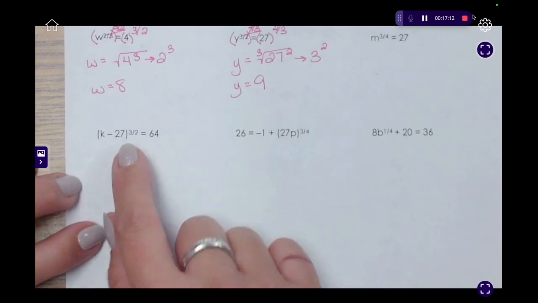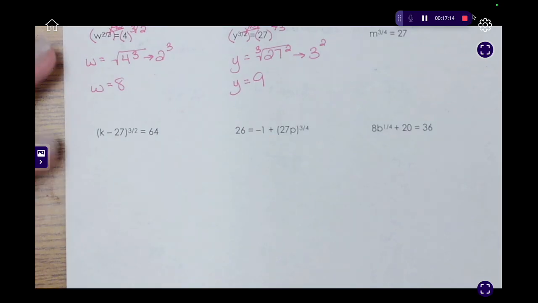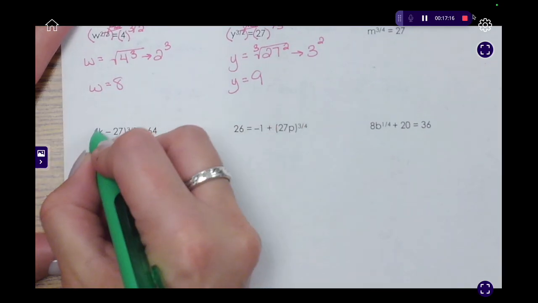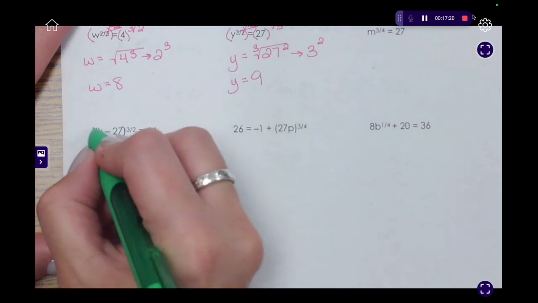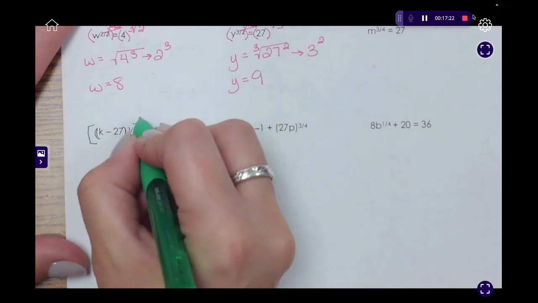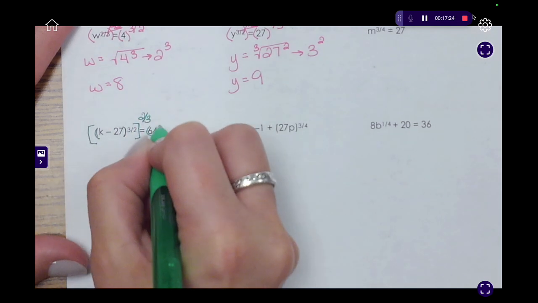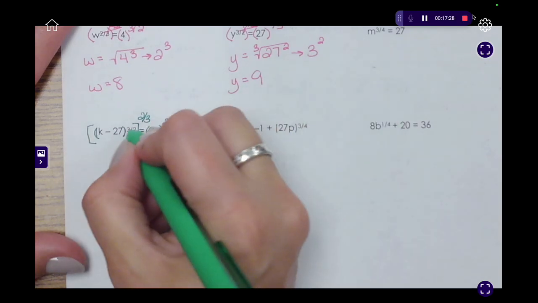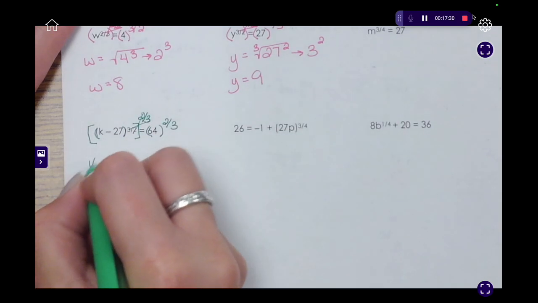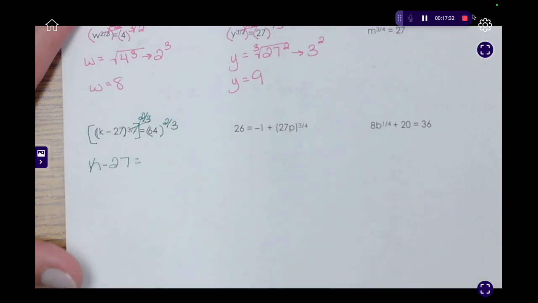Okay, looking at some of these other ones, these were pretty simple. You just had a variable. You can have some with parentheses. So since this one has parentheses, that means everything inside that parentheses is being raised to the 3/2 power. That means I have to raise it to the 2/3 power first. So I have to get rid of those parentheses first. So that cancels and just leaves me with k minus 27.